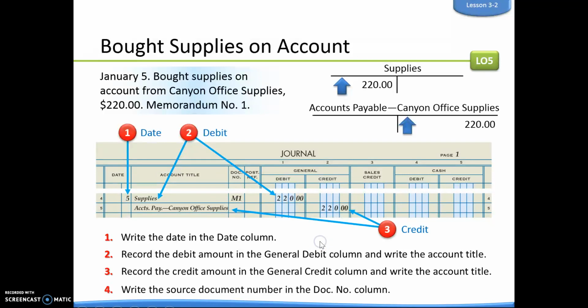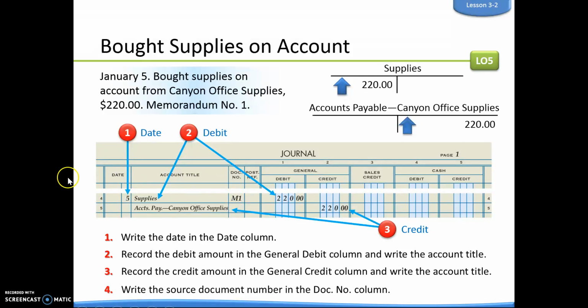And last but not least, we remember to put our source document in. This is the first time that we're working with a memorandum, so this is an M. M1 is listed there. That's our buying of supplies on account. So this one will take up 2 lines.